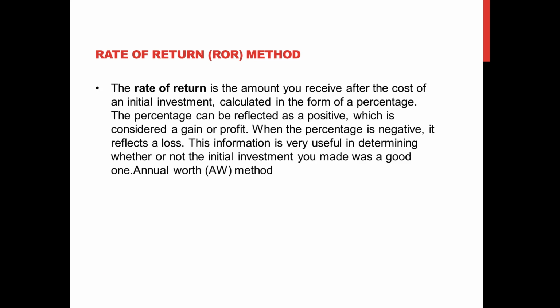So ROR method, the rate of return, is the amount you receive after the cost of an initial investment calculated in the form of a percentage. The percentage can be reflected as a positive, which is considered a gain or profit. When the percentage is negative, it reflects a loss. This information is very useful in determining whether or not the initial investment you made was a good one.